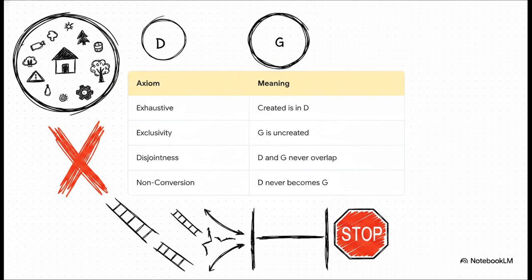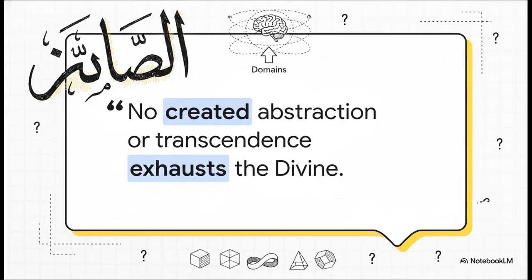But it's really those last two that are the heavy hitters. Ontological non-conversion and boundary non-divinization mathematically prove that no amount of upward ascent in domain D ever converts reality into domain G. To put it simply, you cannot iterate or climb your way out of D into G. The gap is absolute. And that leads right into a really profound philosophical realization from the source text.